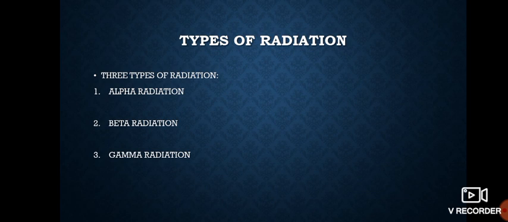Let's look at the types of radiation. The three main types of radiation that we have are alpha radiation, beta radiation, and gamma radiation.